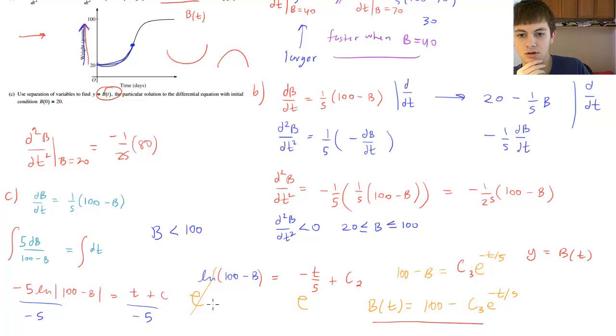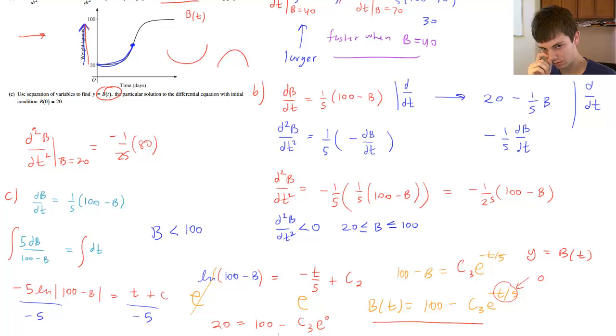They say b of 0 equals 20. So when t equals 0, if you plug in a 0 here, e to the 0 is 1. And b of 0 is 20. So you're going to get 20 equals 100 minus c sub 3 times e to the 0, which is 1. And 20 equals 100 minus 80. So c sub 3 is 80.